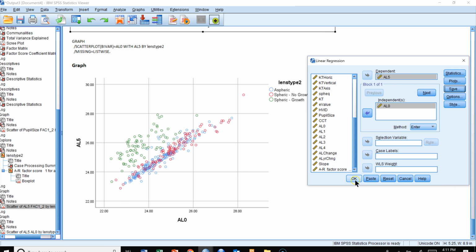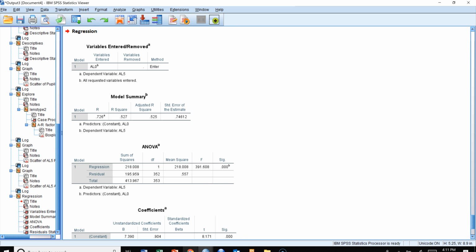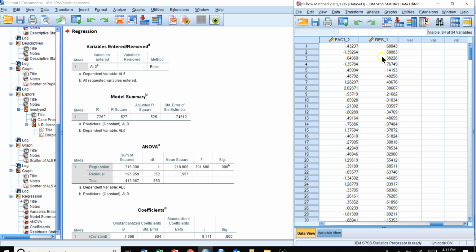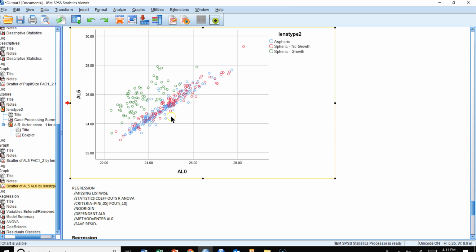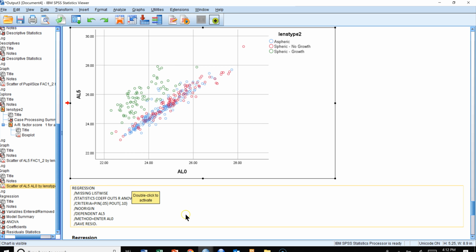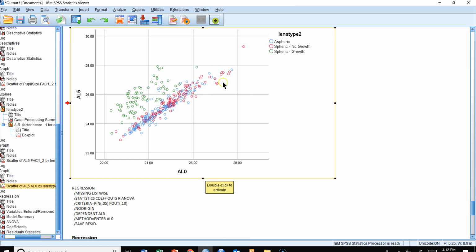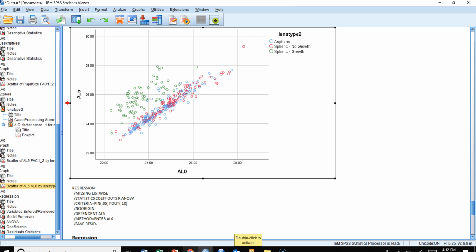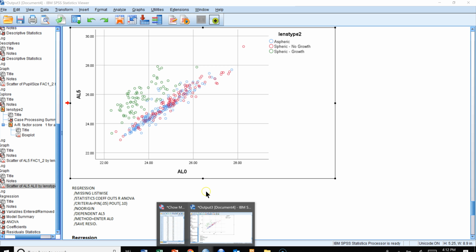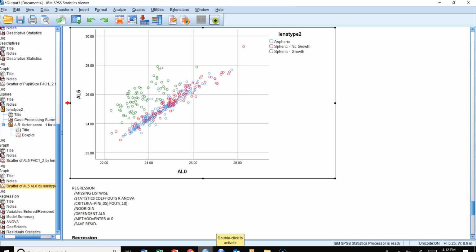So let's do that and see what we've got. We do that and we come to our table again, and we see that we've added this new variable, residual, and these are all the differences from when we have a regression line in here, the difference between each of the points and the regression line. So we have this new data, and it's just residuals, and we have removed axial length at baseline. We've removed the variance due to axial length at baseline.